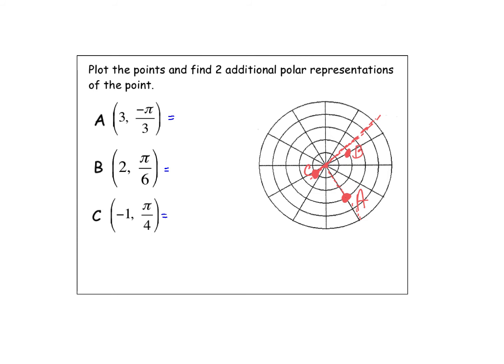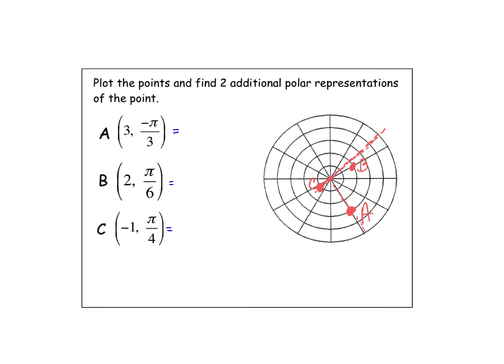Okay? I'm going to pause. So after we see how we have A, B, and C plotted, with point A, if we choose to keep the R the same thing, how do you think we can manipulate the theta so that we end up at the same exact location again? What would we do? Give me an equivalent form.